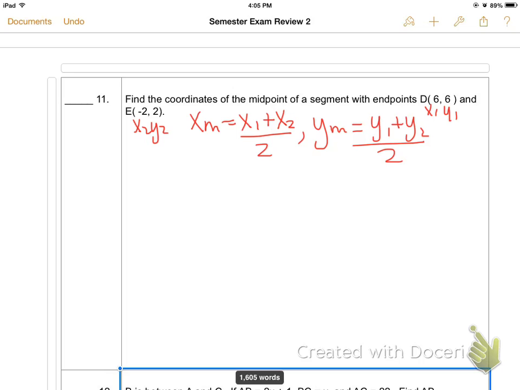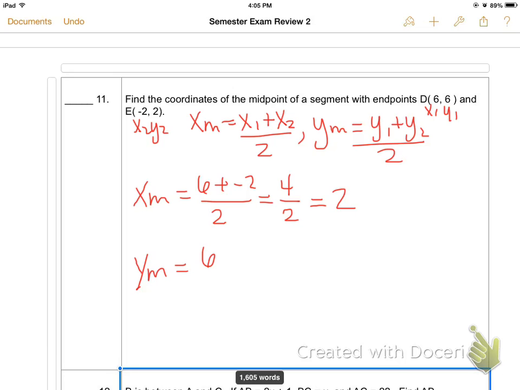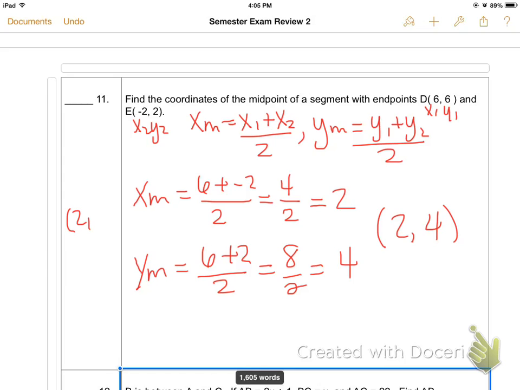And all we have to do now is plug in our numbers. So for xm, we have 6 plus -2 divided by 2 equals 4 over 2, which equals 2. And then our ym is going to be 6 plus 2 divided by 2, which equals 8 over 2, which equals 4. So our coordinates are going to be (2, 4) for our midpoint.